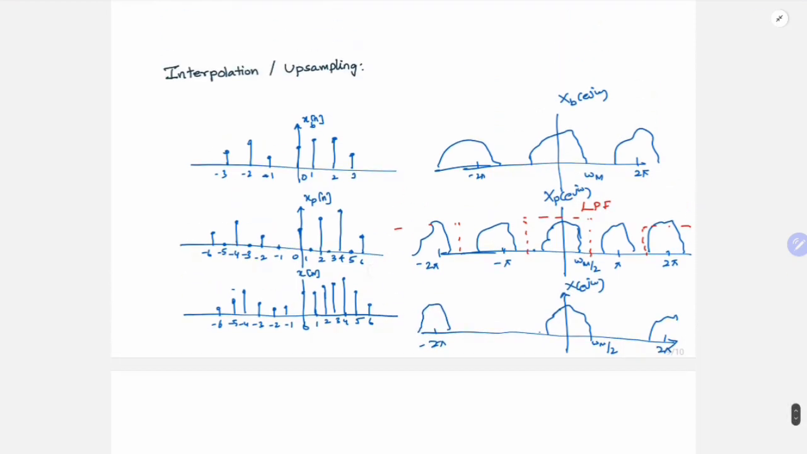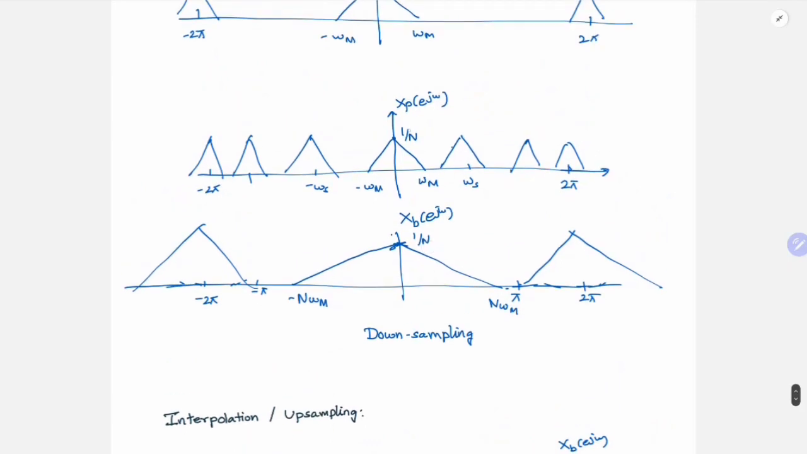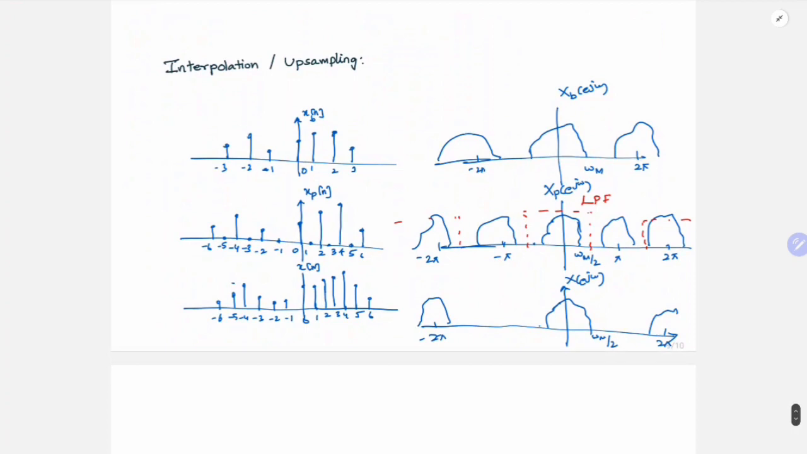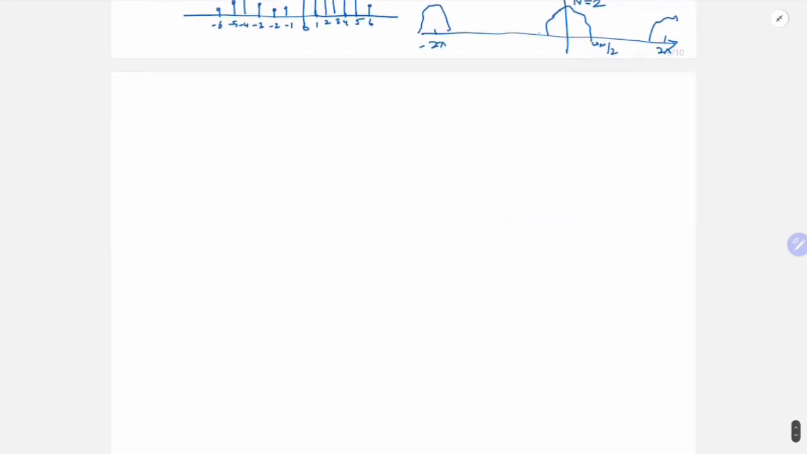So in downsampling, what happened? Your amplitude reduced by 1 by n. So here your amplitude will increase by n times. And since your n is 2, your amplitude will increase by 2 times, n equal to 2. So if this is 1 to start with, here it will become n equal to 2. Okay. So let us take an example to illustrate why this is important.